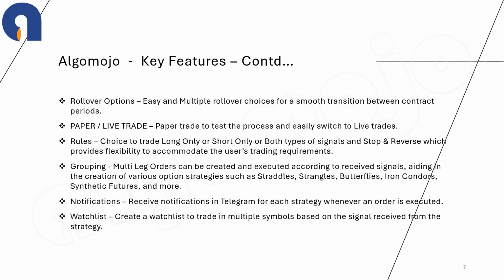If you're a trader who is using a single strategy on multiple stocks, it could be equities, it could be futures. You can create a watch list of all the symbols that you want to trade, and depending on the signal generated for a particular symbol, the order will be executed in your account. So it's an automated process.